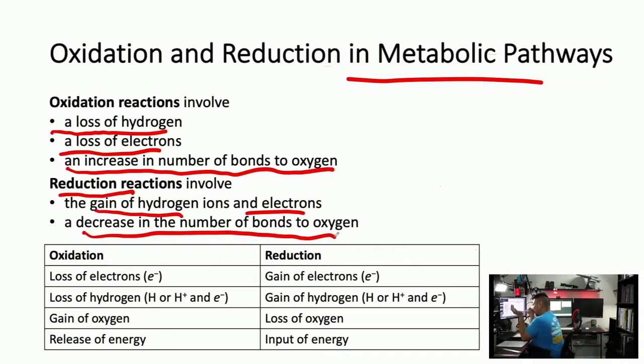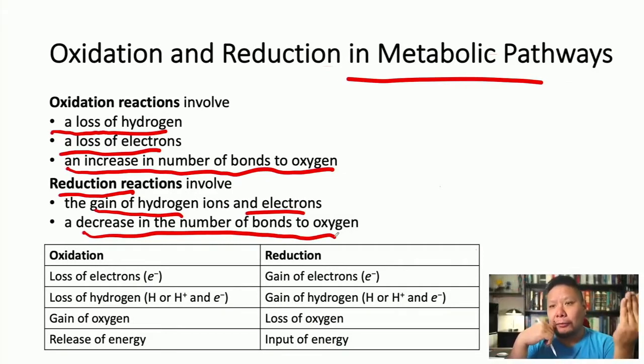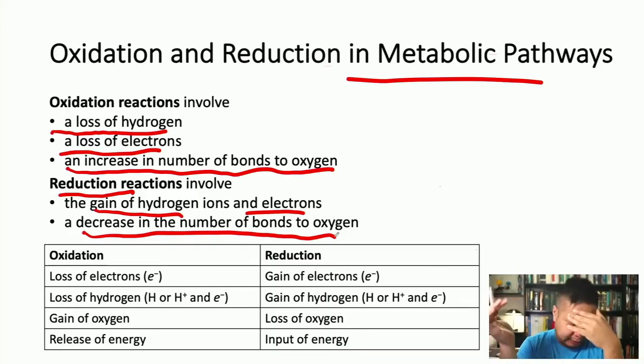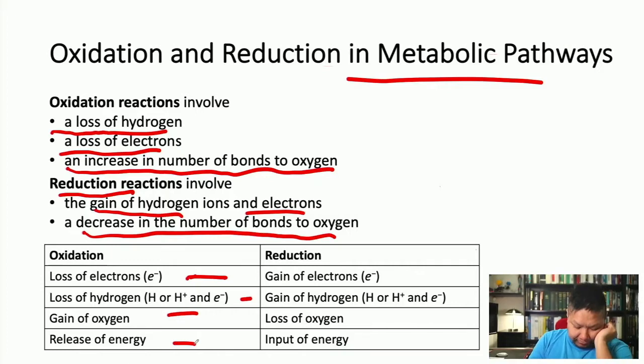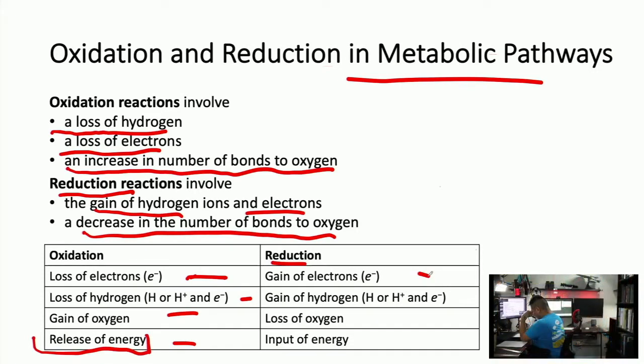If you had an oxygen as part of a molecule before the reaction, and if it either gained bonds or lost bonds to it, then it was either an oxidation or a reduction. You can tell the difference that way. This is just another chart saying the same thing. Loss of electrons, loss of hydrogens, and gain of oxygen is oxidation, and a release of energy. That's the important part right there. When you do an oxidation, you get a release of energy. In reductions, you gain electrons and hydrogens, you lose an oxygen, but this is an input of energy, or energy storage.